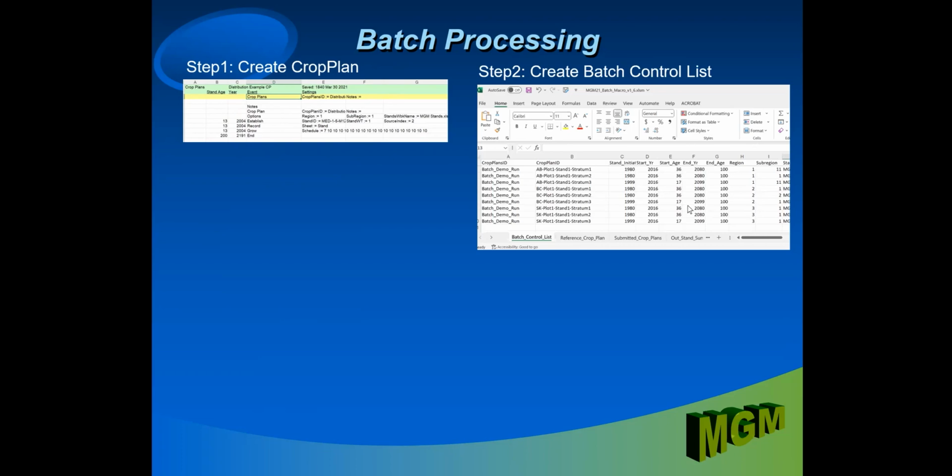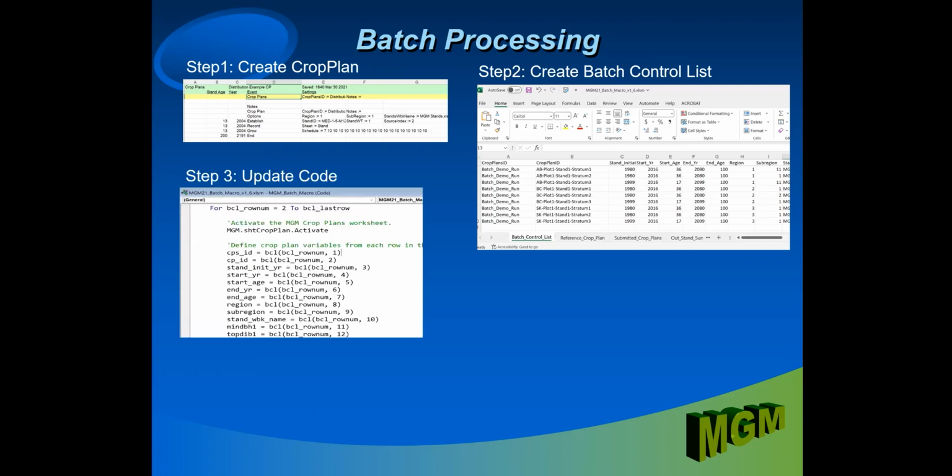And all computer programs that are running batch use this kind of approach. Then we have what's called the batch macro, in which we say in column 1 here is the crop plan ID. So go to the crop plans or the control list, take it, bring it in here, put it into that place, go grab the next one.